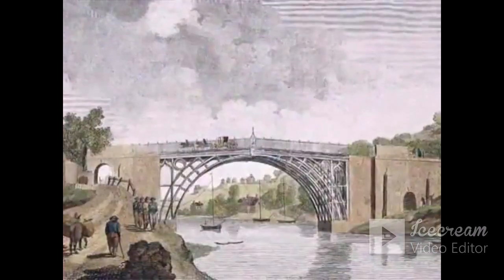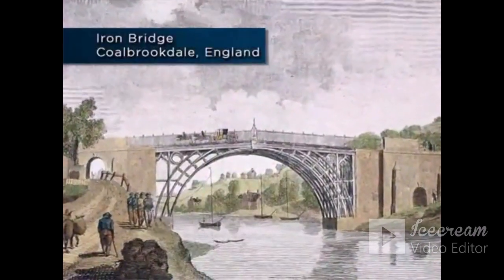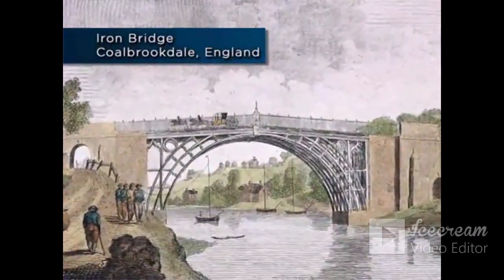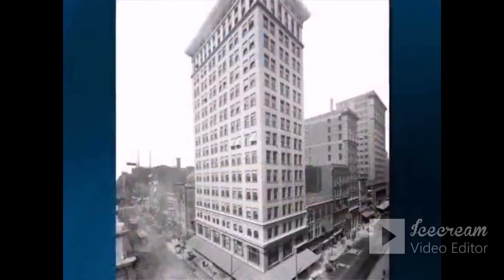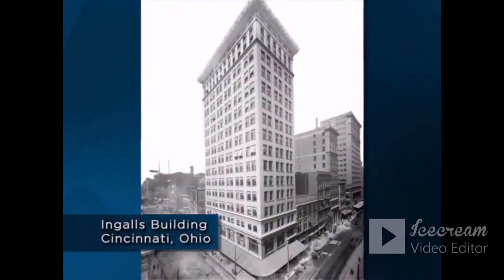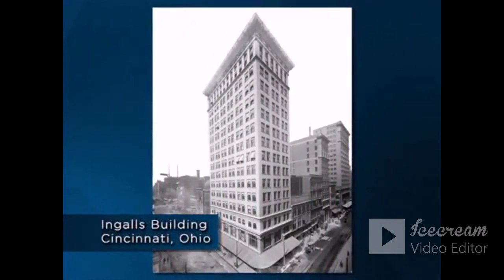In the general category of innovative structures, we might consider, for example, the Iron Bridge at Colebrookdale, England, which was the world's first all-iron structure, constructed in 1779, or the Ingalls Building in Cincinnati, the world's first concrete high-rise structure, built in 1903. Both of these structures used new materials and new technologies in a way that profoundly influenced structural engineering in the years after their construction.